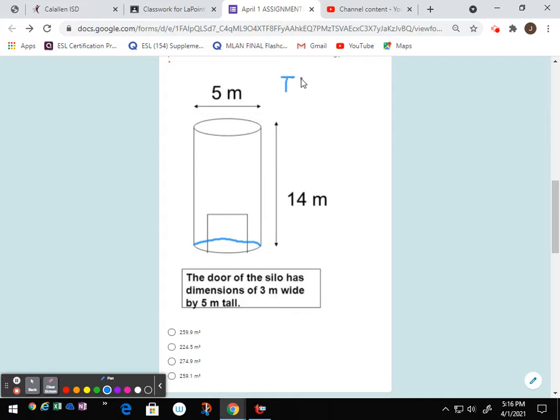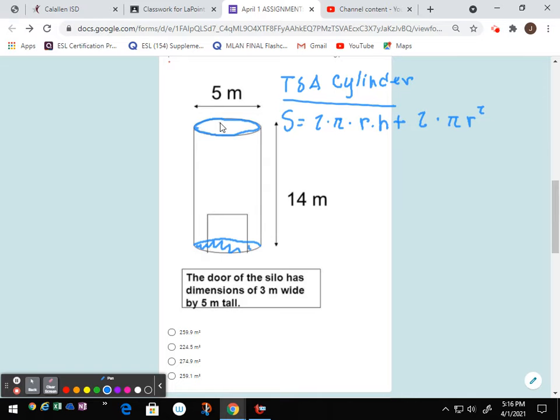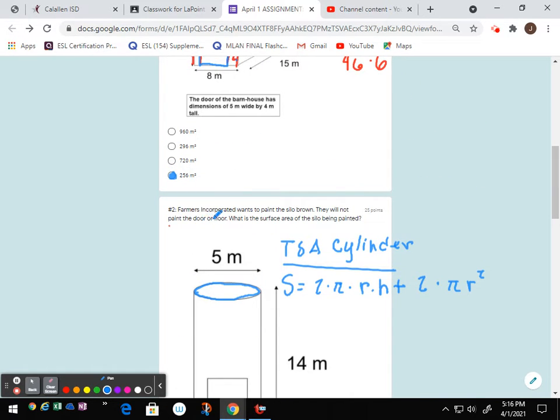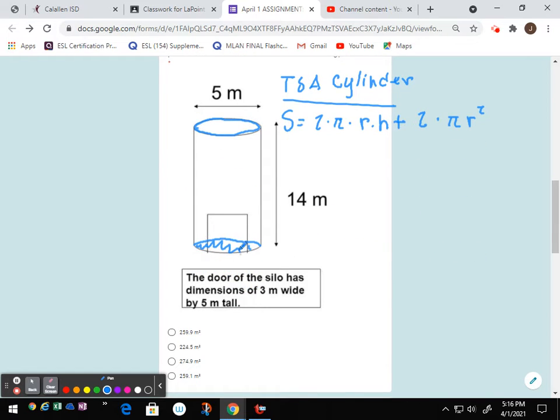So let's use the total surface area formula for a cylinder, which is S is equal to 2 times pi times the radius times height plus 2 times pi radius squared. Now let's remember, for a cylinder, we know that the cylinder has 2 bases. We have a base on the bottom and we have a base on the top. But if we read the question, it says they do not want to paint the door or the floor. So we're not painting the floor. We're only painting one of the 2 bases.